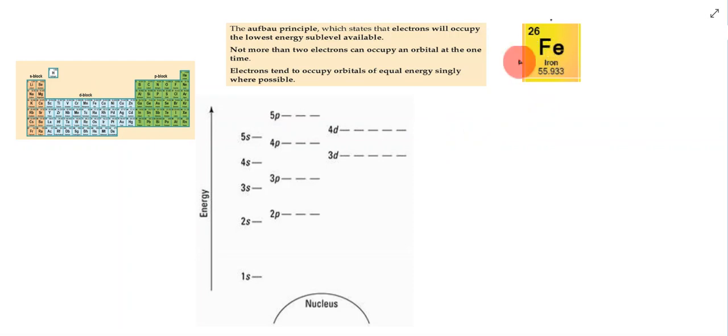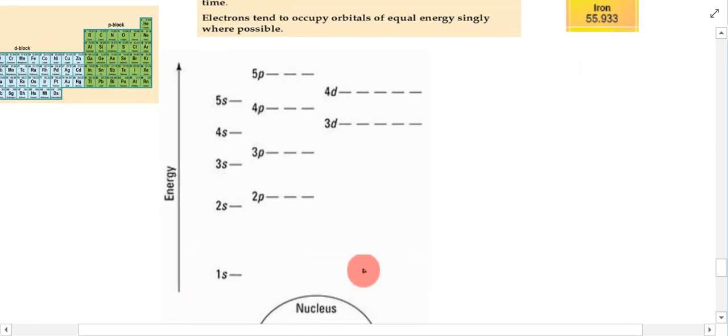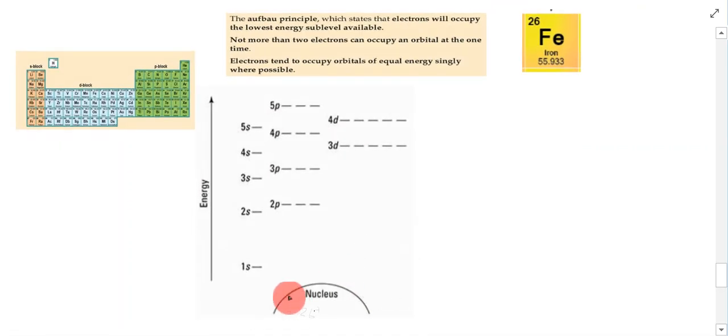So what I want to do is look at one example here, and that's iron. Iron is an element that's within this D group. If we look at iron, its atomic number is 26. That means it has 26 positive charges within its nucleus, so it has 26 protons within its nucleus.